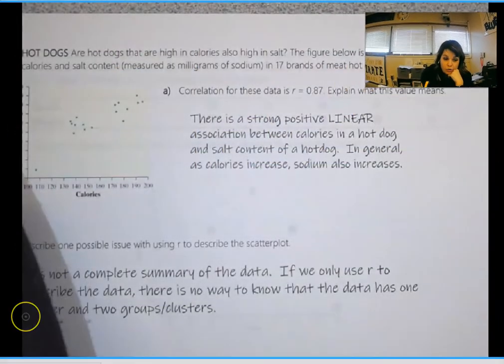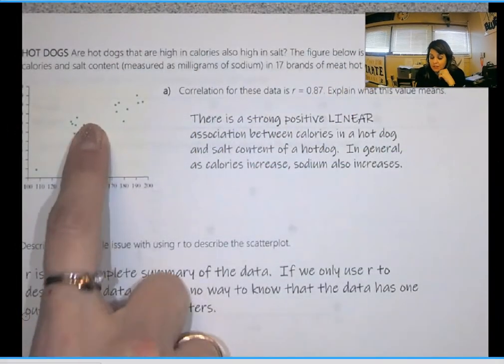The reason why is because we can be given just the R value and know all the things about what the scatter plot looks like or what the characteristics will be. So in the previous lesson, in order to describe the relationship, we had to look at the scatter plot. In this lesson, we could have just been given the R value. So they didn't need to give us this picture at all.